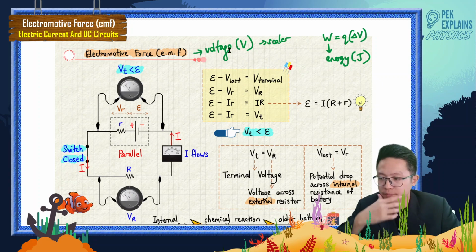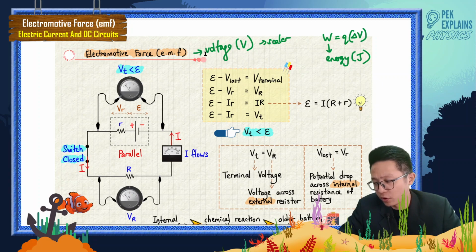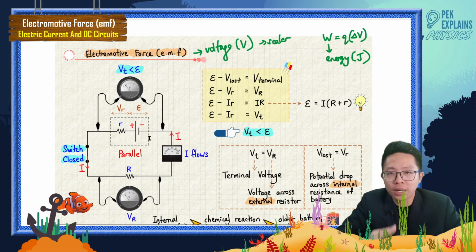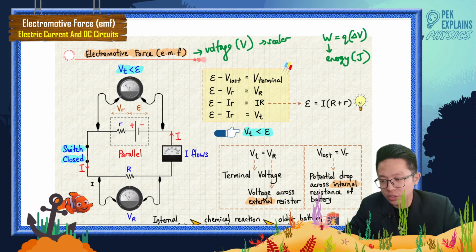EMF is the energy provided for the charge that is passing through the battery. So it powers up the charge passing through the battery so that the charge will have enough energy to go through the external circuit. That's actually the voltage, EMF.